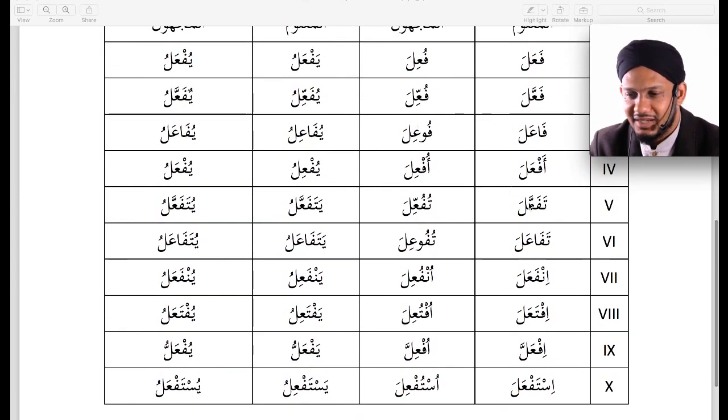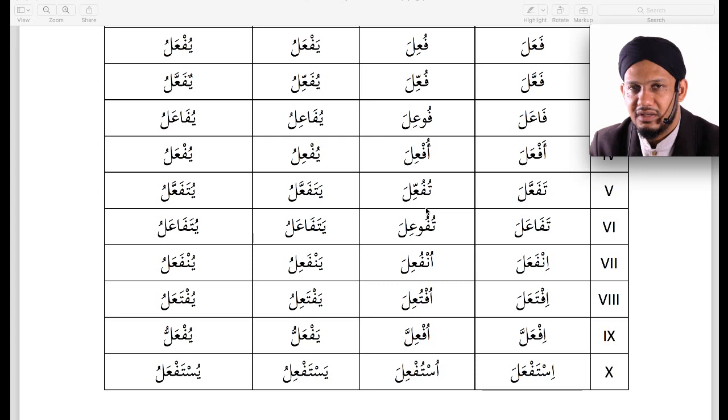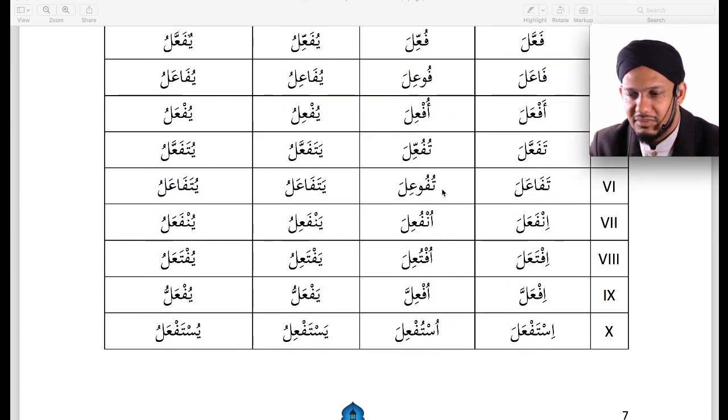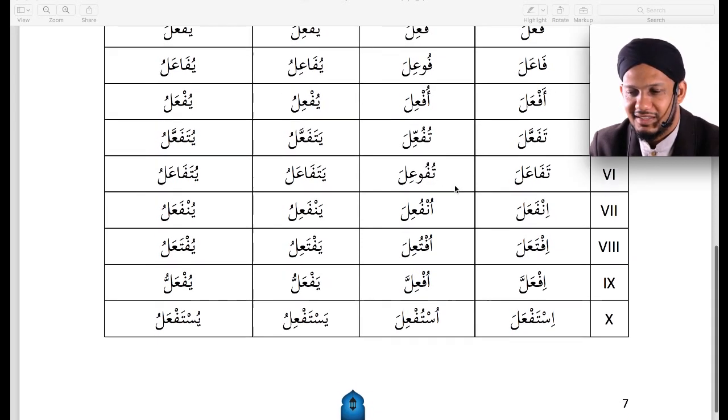Next one. Tafa'ala becomes, you put the dhamma on the first one, tu, and you put the kasra on the ayn, but you also change the fa here just to make it flow better. Because tufa'ila is harder than saying tufu'ila. So that's how we write the majhul out. Next one, tafa'ala, same thing, tufu'ila. We change the alif to a waw because the waw suits the dhamma on the fa, and the dhamma on the fa suits the ta.